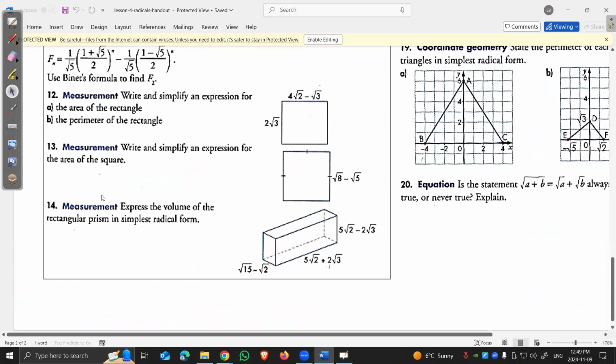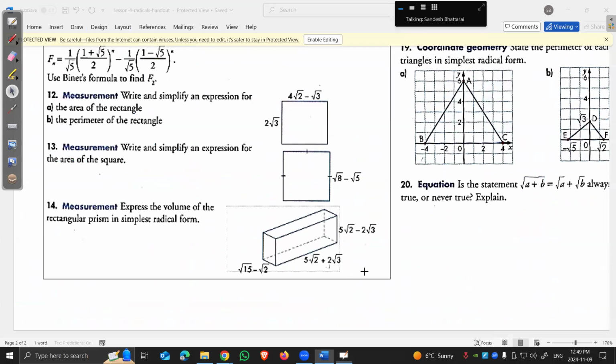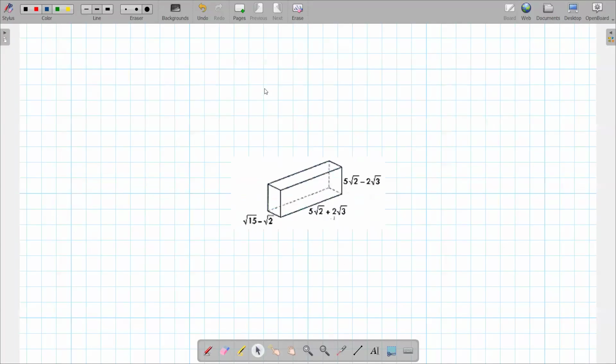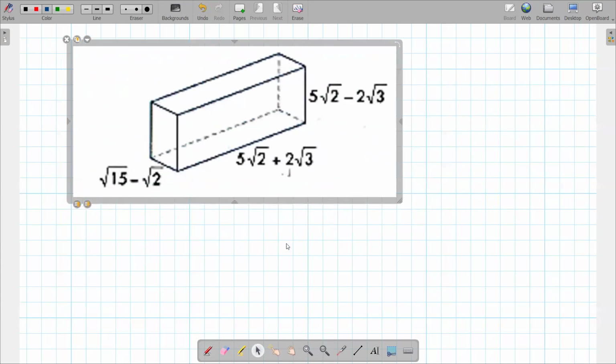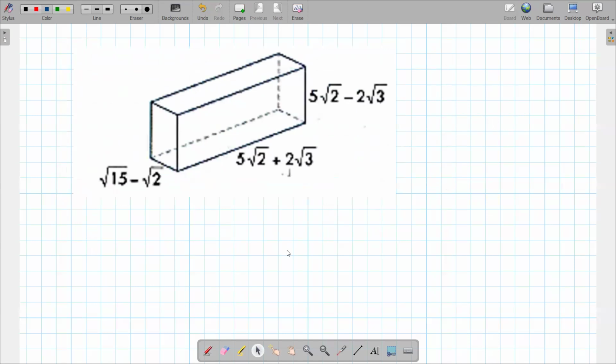Let's look at the next one. Let's consider this shape. What is this shape called? Is it a pyramid? No, it's not a pyramid. Like a rectangular prism? Yeah, it's a rectangular prism. We have been asked to find the volume. How do you find the volume of a rectangular prism? Length times width times height. Yep.